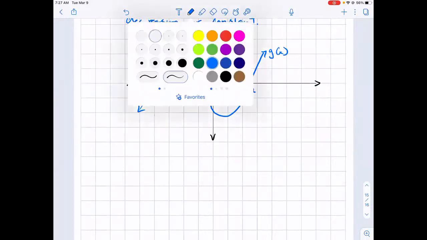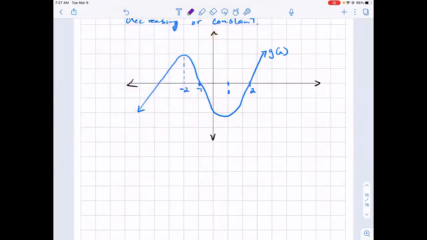So notice that this portion of the graph here is increasing. And not only that, this portion here is also increasing, right? So we have increasing here, and we have increasing here. And if you notice, this portion of the graph here is decreasing.